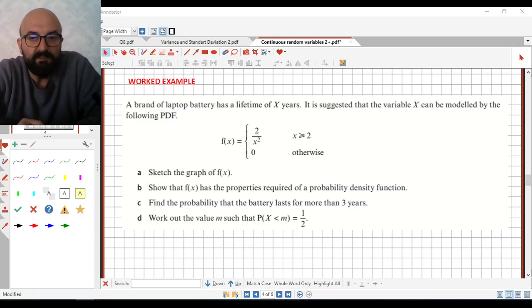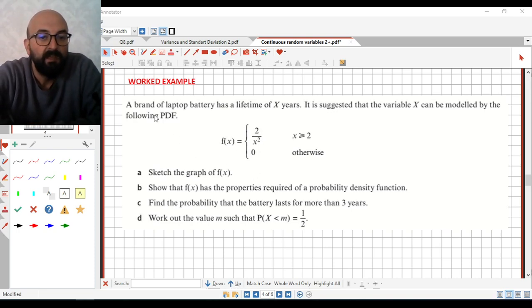Now, in this lesson, we will go on where we stayed in the last lesson. Now we have an example about PDF, or probability density function. Okay, now we can start.